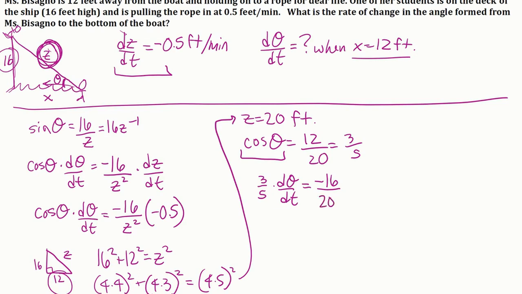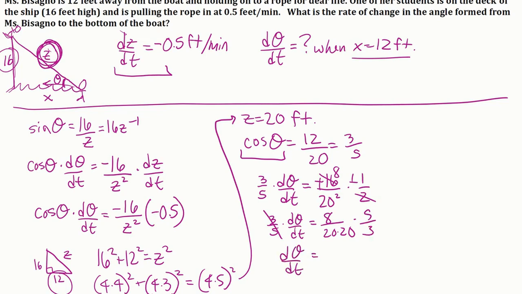Z was 20 squared times negative 1/2. So that is 3/5 times d theta dt, which is, let's see, that's 8. That's going to be a positive, so 8 over 20 times 20. Again, I'm not using a calculator, so times 5/3, d theta dt is equal to 8 times 5, which is 40. 40 divided by 20 is 2. 2 over 20 is 1/10. So I get 1/10 times 1/3, which is 1 over 30.